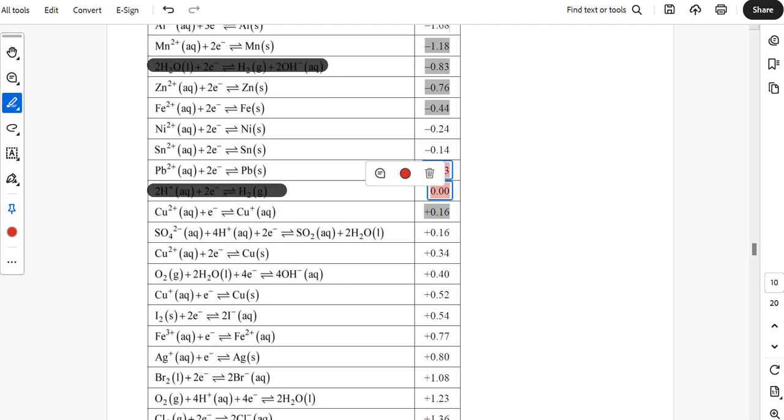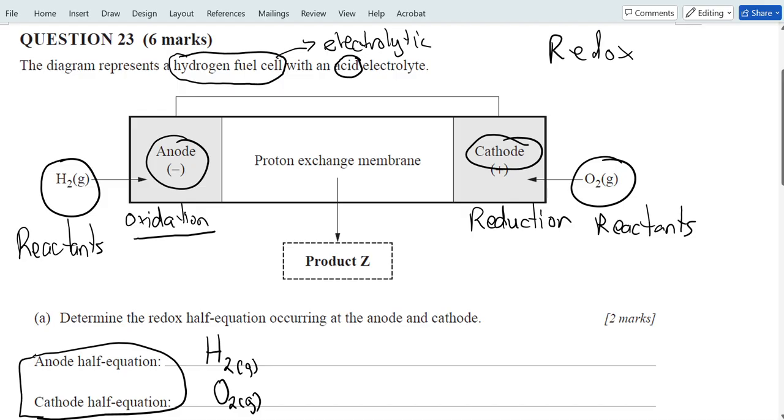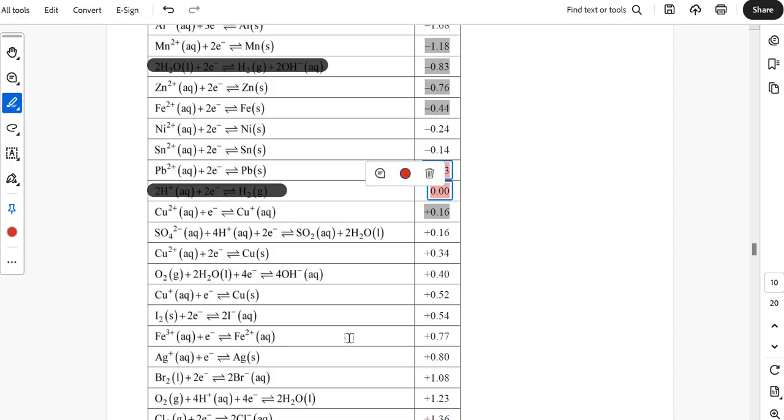Now that's written in the reverse of what I want. That makes sense because these are all written as reduction, and what we want is the oxidation at the end. So I'm going to rewrite that in the reverse. Go back to here and make sure you use your equilibrium atoms. I've got two electrons.